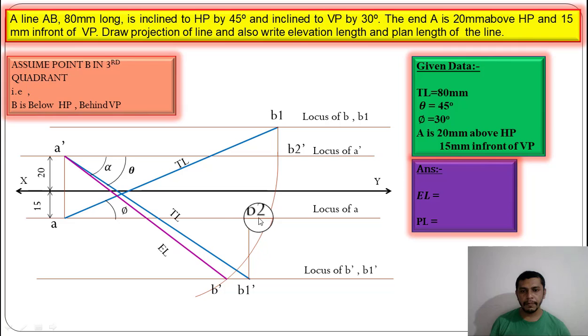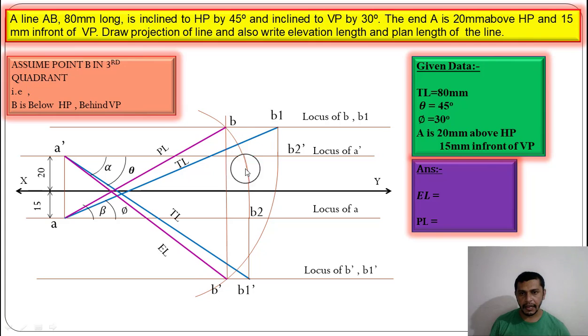But we have to find the plan of point B, and it will be on the locus of B. So we have to rotate AB2 up to the locus of B. For that we measure A to B2 and give an arc on the locus of B. Here we will get the plan of point B. So this point is the plan of point B. Join point B to A. We will get the plan of the line, and the angle of the plan is beta.